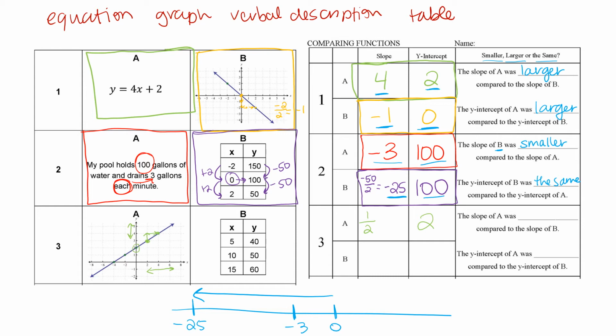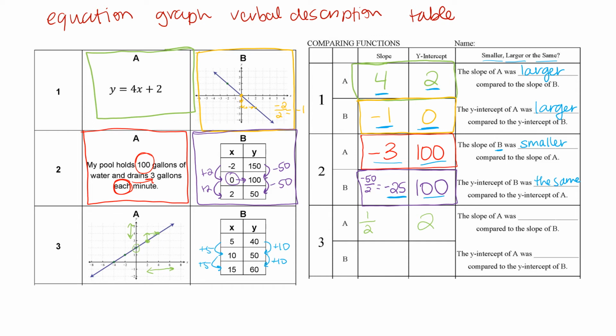For B, it's giving me a table. So I need to figure out my changes. My y values are going up by 10. My x values are going up by 5. So I have 10 divided by 5, which is 2.